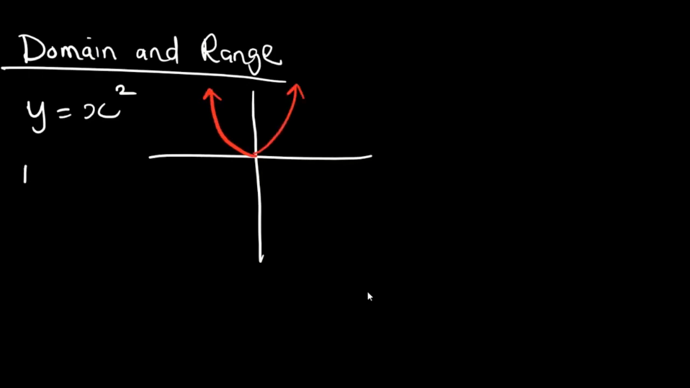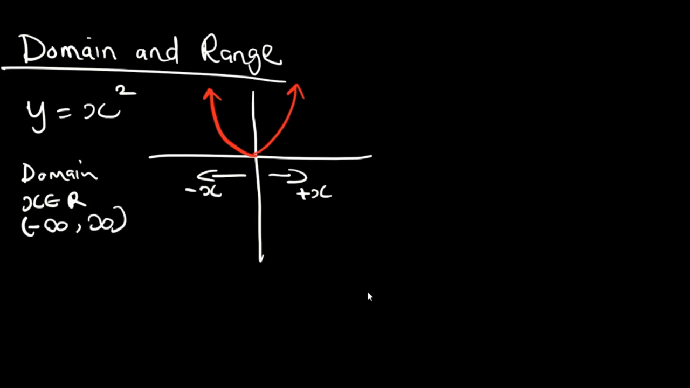So the domain of this function, we're going to look at the x values from the left hand side to the right hand side. So if you check the function, it has negative x values from this side to positive x values. So it means that the domain, its x is an element of real numbers, or you can write it as from minus infinity to positive infinity, because the function comes from negative infinity to positive infinity.